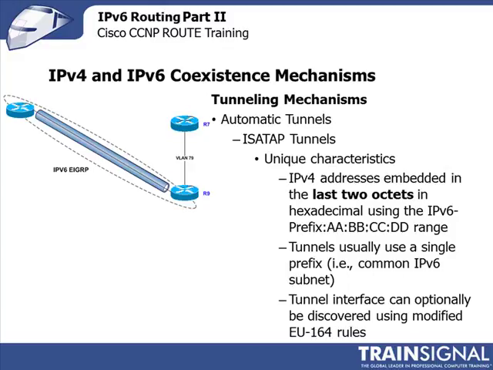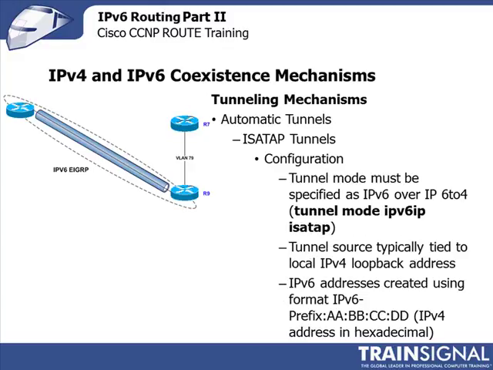Some of the unique characteristics: the IP version 4 address is embedded in the last 2 octets in hexadecimal, using the IPv6 prefix, whatever it is, and then the AABBCCDD at the very end. Tunnels usually use a single prefix, a common IPv6 subnet, and you can also optionally use modified EUI-64 rules.